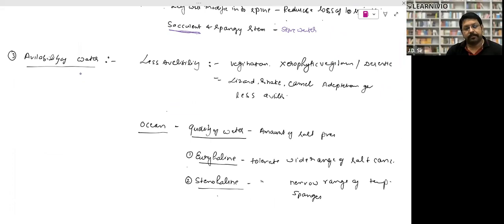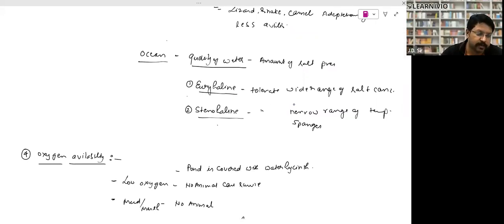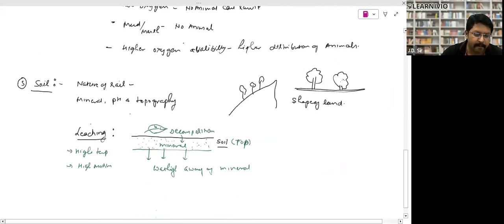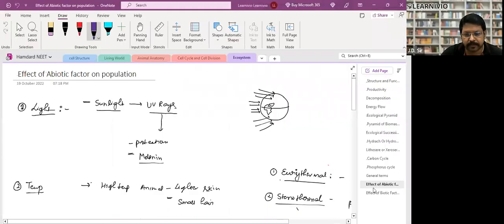Availability of water. If there is less availability, vegetation will be xerophytic, meaning desertic. The animals will be like lizard, snake, camel, which are adapted for less availability of water. In the oceans, the quality of water will decide the animals and vegetation. Euryhaline, we have already understood, are those animals which can tolerate a wide range of salt. Stenohaline, we have already studied, in the first chapter only.